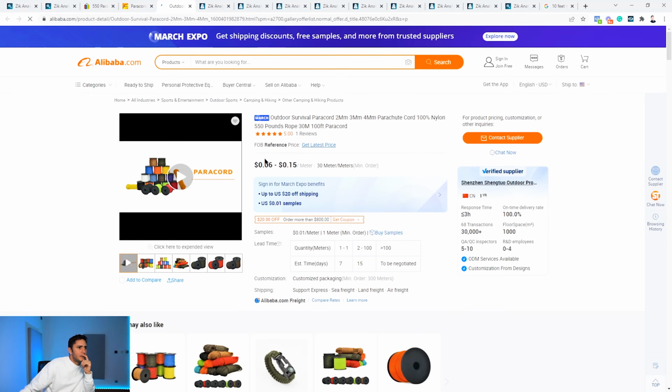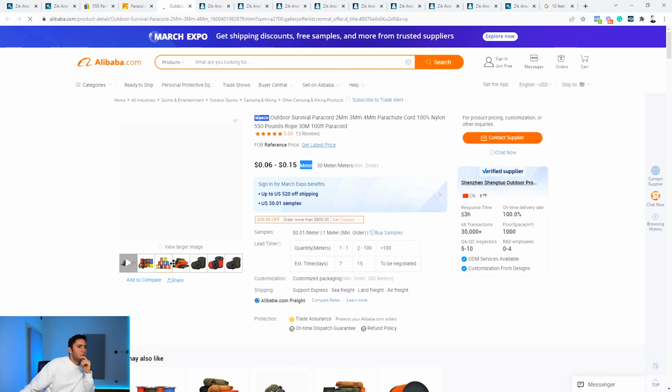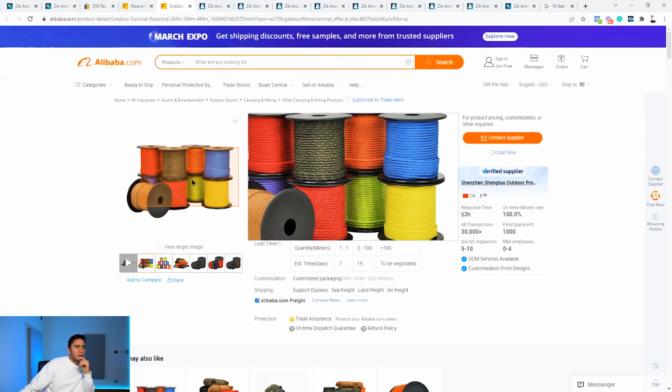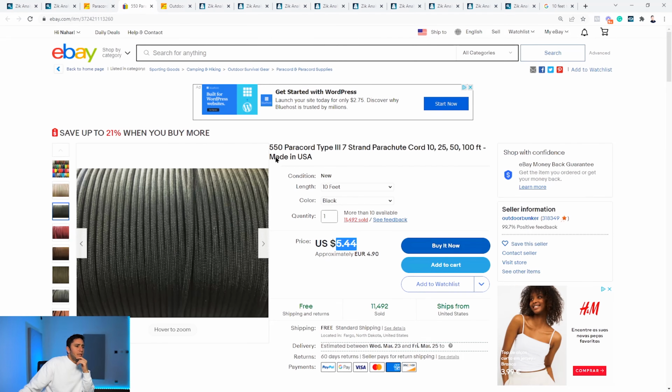So here we can see between 6 cents to 15 cents per meter. And they have all colors, right? Depends on how much you order. So they have all colors, it's clear, we know the price. We can base our calculation on this price. So this is the listing we found.